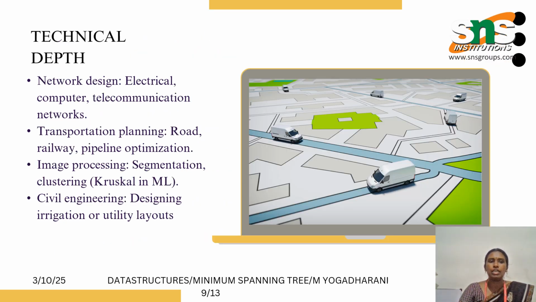Next, the technical depth of minimum spanning tree. Minimum spanning tree is not just theory, it powers practical solutions like network design, meaning building efficient computer, electrical or telecom networks. Likewise in transport planning, designing low cost road, rail or pipeline routes. In image processing it is used in clustering or segmentation, especially in Kruskal's based ML models, and in civil engineering for irrigation or utility layout to minimize material usage.